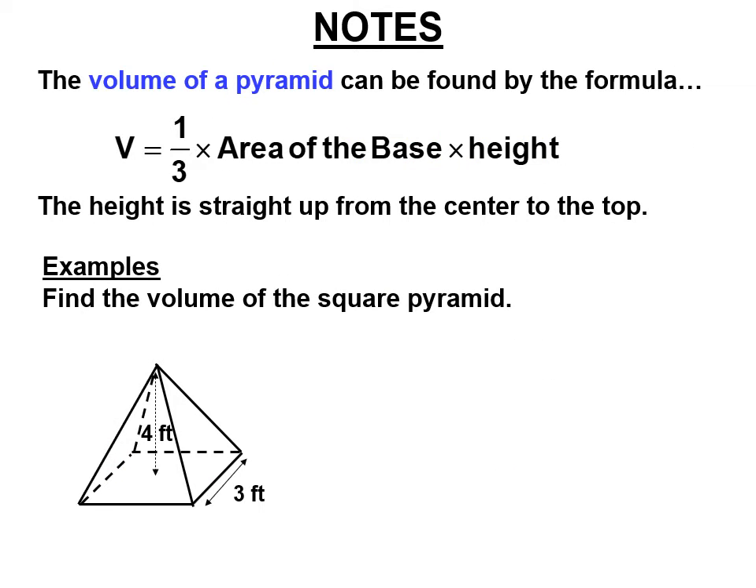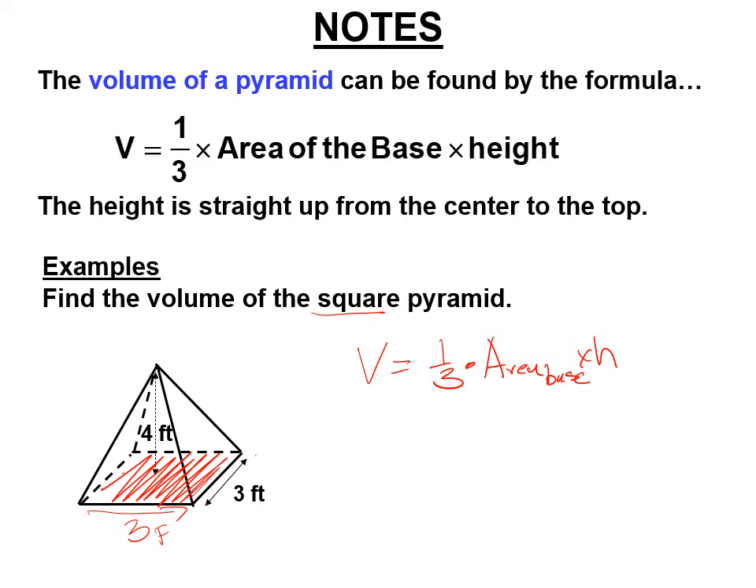It turns out that the volume of a pyramid is 1/3 the area of the base times the height. So let's see this. The first thing you want to do, we're going to write volume equals 1/3 times the area of the base times the height. So the area of this shape on the bottom, it says it's a square pyramid. So if that's a square, that means even though it doesn't look that way, this is 3 by 3. So the area of the base is 9 square feet.